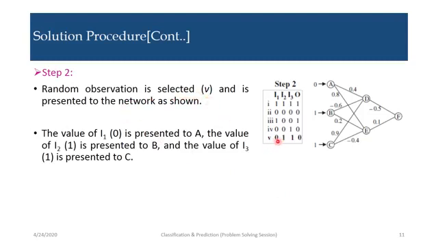Initially we take this observation 5 and present it to the network. So what is the value for 5? It is 0, 1, 1. You can see here 0, 1, 1 is fed to the neural network. The value of I1, which is 0, is presented to A, the value of I2, which is 1, is presented to B, and the value of I3, which is 1, is presented to C.